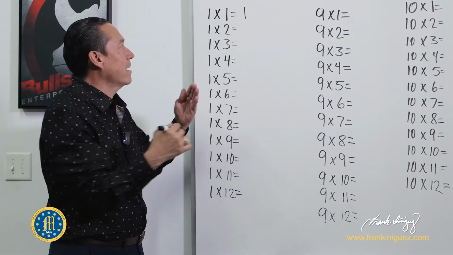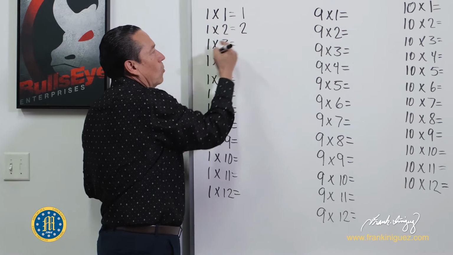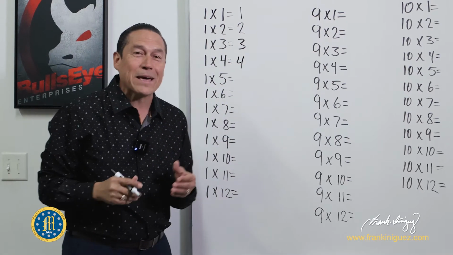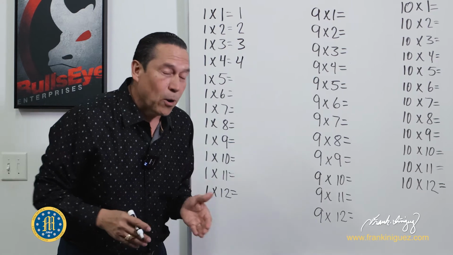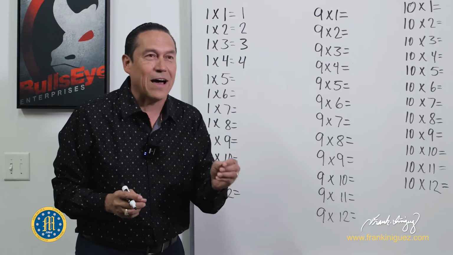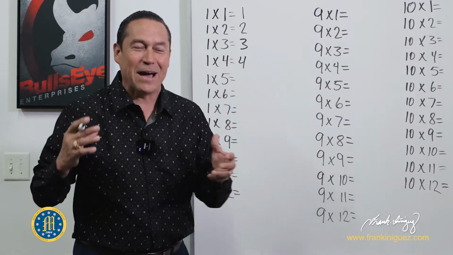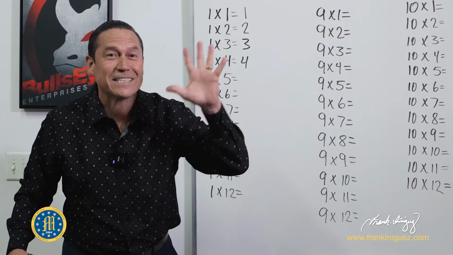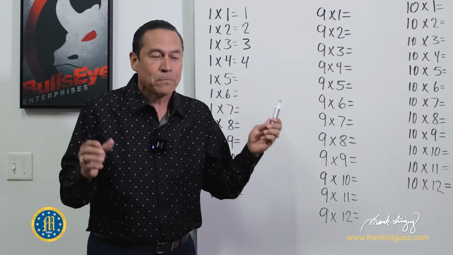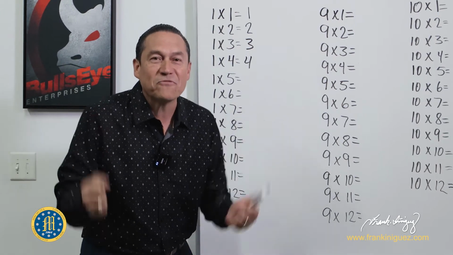1 times any number is the same number. So 1 times 3 equals 3. 1 times 4 equals 4. And I used to play with my kids when in first grade. Boy, you're so smart. Let me test you. 1 times 5. And they would stand up straight and smile and say, 5, Mr. Iñiguez. And I would be like, wow, that's incredible. Okay, I'm going to give you a hard one. How about 1 times 50?